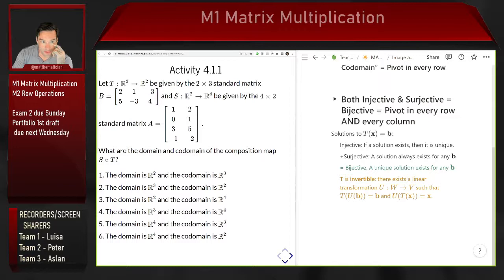All right, so what did you think about this question? The question asks us to think about this composition. I'm going to switch my screen here in a second.